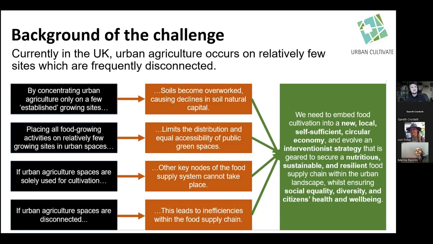And so I think what we were thinking about as a project team when bidding for this STFC Food Network project is to develop a new local, self-sufficient strategy based on circular economy, which is geared to secure for the local community not only a nutritious and sustainable food supply chain, but a resilient one as well, and ensure at the same time that we achieve those social value outcomes like equality, diversity, health and well-being, and so on.